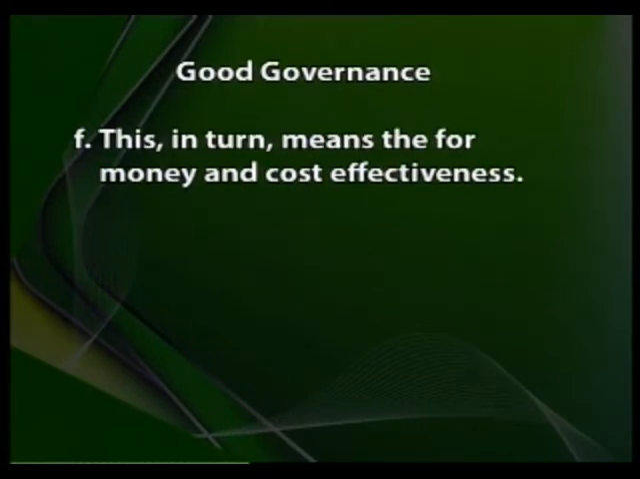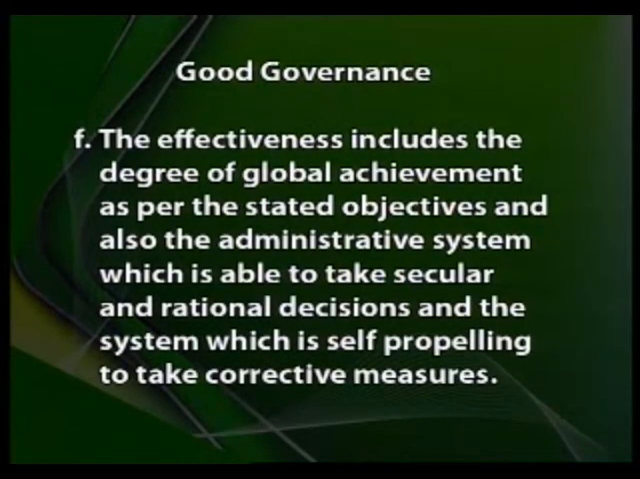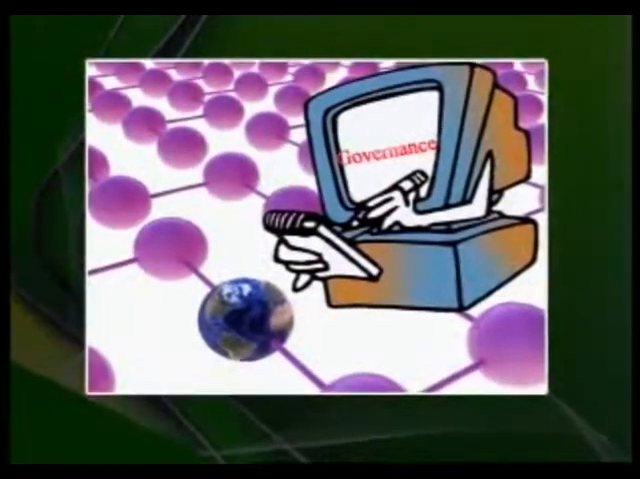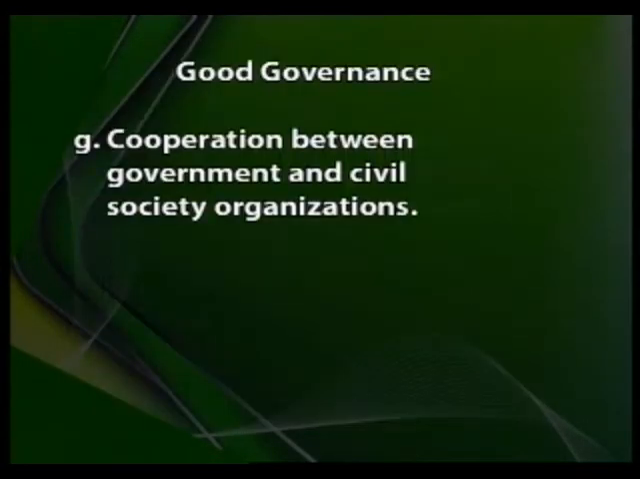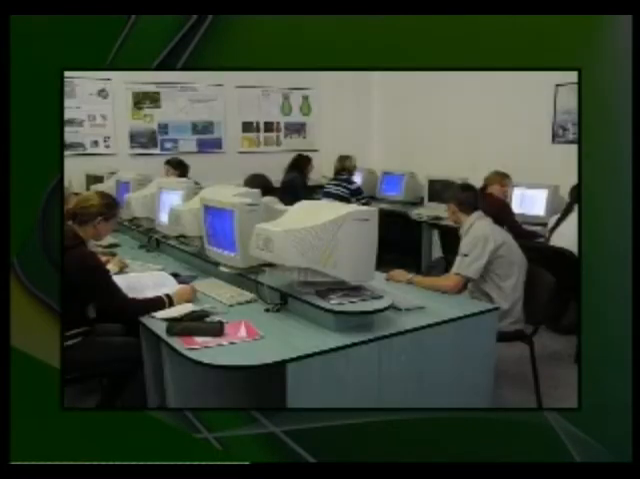This in turn means value for money and cost effectiveness. The effectiveness includes the degree of goal achievement as per the stated objectives, and also an administrative system which is able to take secular and rational decisions and which is self-propelling to take corrective measures. Then good governance concentrates on efficiency and effectiveness. What is efficiency and effectiveness? Cooperation between government and civil society organizations. These are some of the important aspects of good governance. Governance is not just administration.